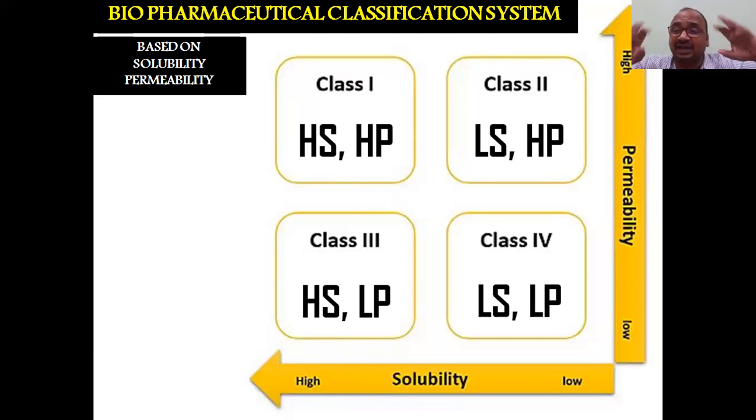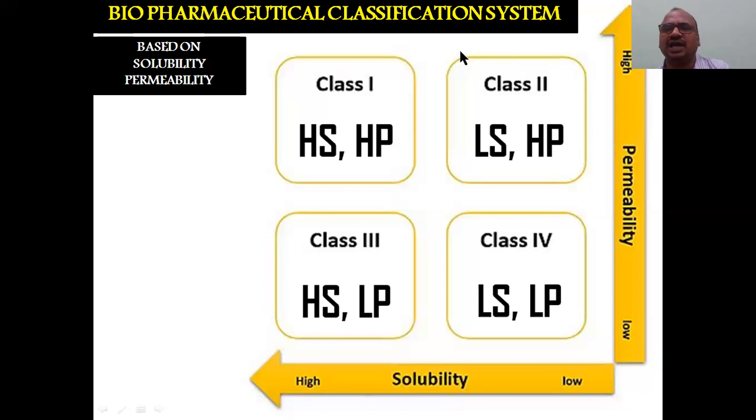For these types of drugs, high soluble, high permeable drugs, there is no need to improve the solubility, and no need to improve the permeability. It is a waste only. It is a waste project. If you are doing a project on class 1 drugs, don't go for solubility improvement. Don't go for permeability improvement. It is always high permeable, high soluble. No need at all.